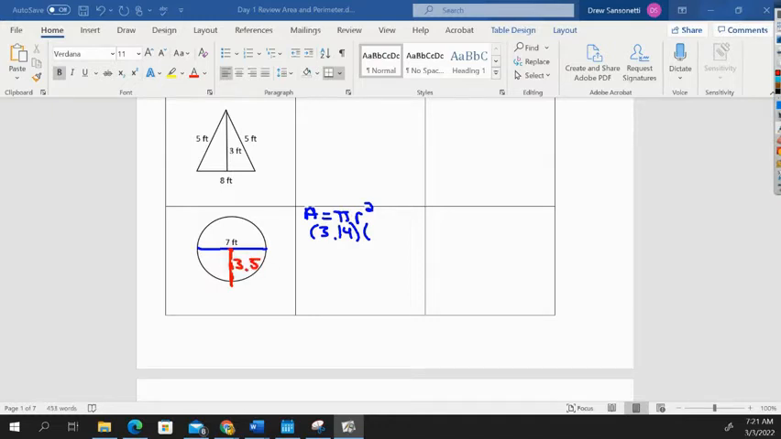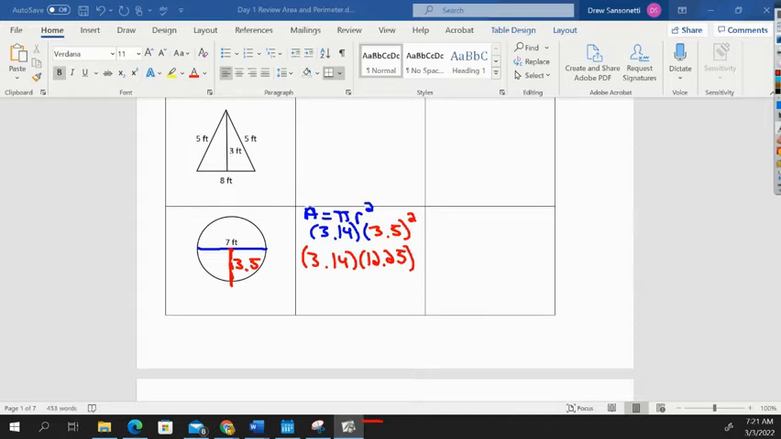So we're going to say pi, or 3.14, times the radius, which is 3.5, and then we got the square. So using our order of operations, we have to do 3.5 squared first. And that would give us 12.25. So we'll have 3.14 times 12.25. We'll multiply them together.